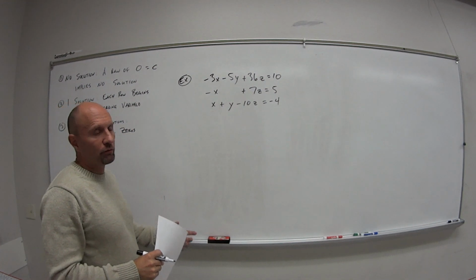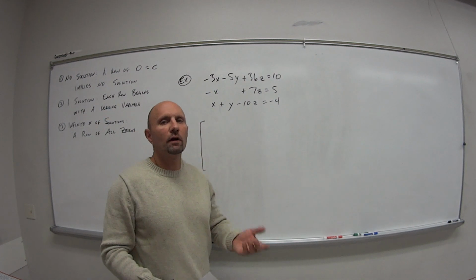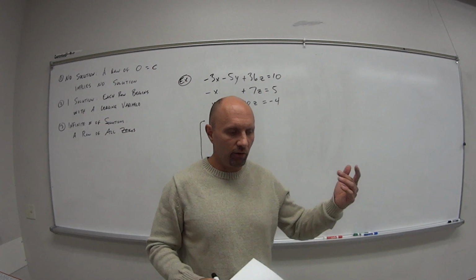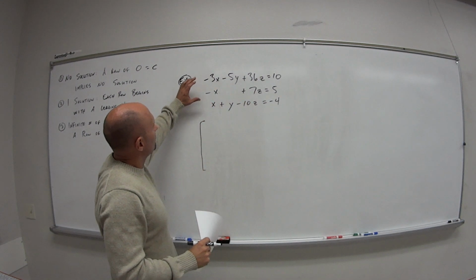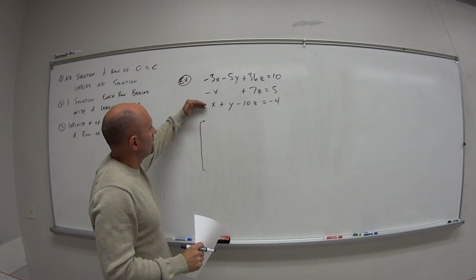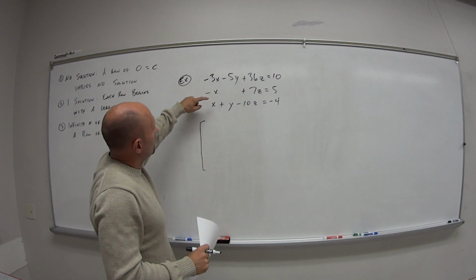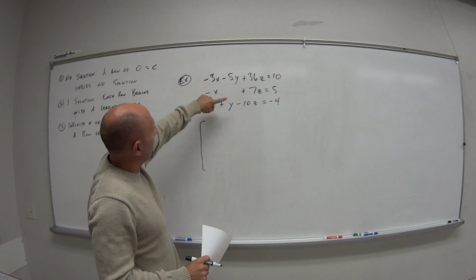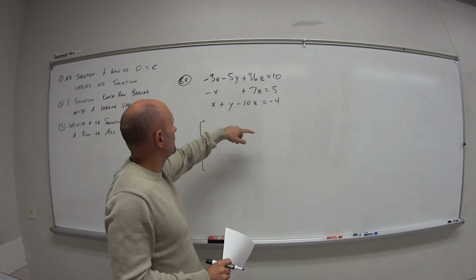So, I'm going to put this in matrix form to begin. Now remember what our elementary row operations are. We can switch rows, right? So even though it's written this way, it's arbitrary what order I write this. So if I was to put this into the matrix as it's set up, I'd have what? Negative 3, negative 5, 36, 10.